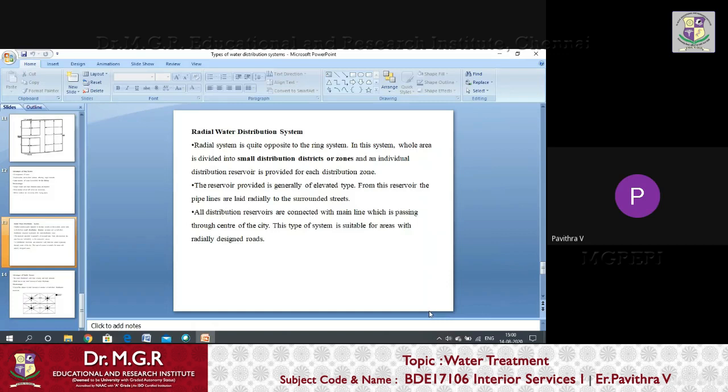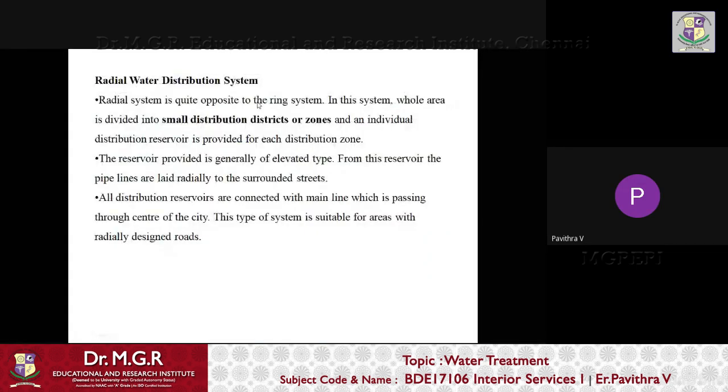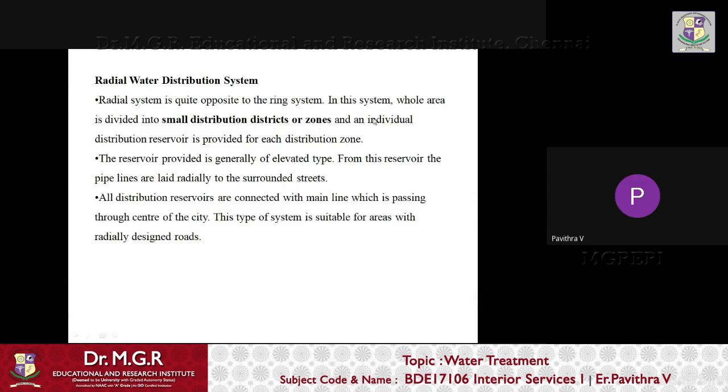Radial system is quite opposite to the ring system. In this system, the whole area is divided into small distribution districts or zones, and an individual distribution reservoir is provided for each distribution zone. So the reservoir provided is generally of an elevated type. From this reservoir, the pipelines are laid radially to the surrounding streets.